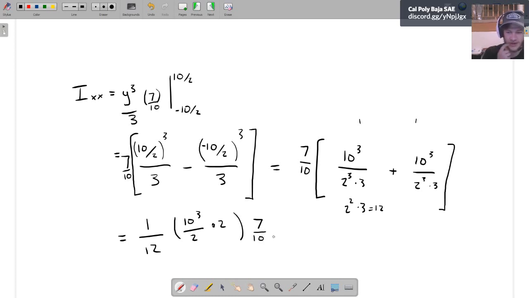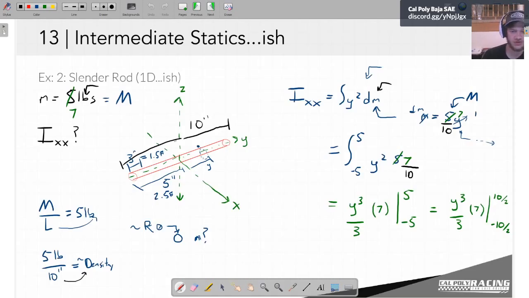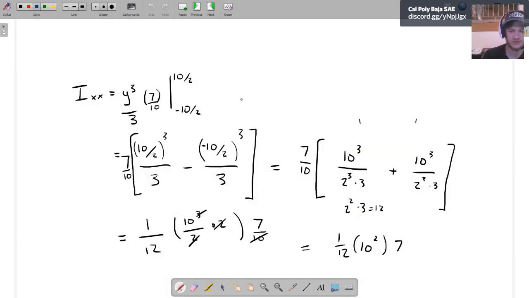I think I get what you're saying. Yeah. Okay, so now we've got this. So our 2s cancel. One of the 10s cancels. And we're left with 1/12 times 10 squared times 7, which, if we look at our charts, is now in the same form as the equation on our chart. The equation that I said last time, we should end up here, was IXX for a slender rod is 1/12 total mass times the total length squared.